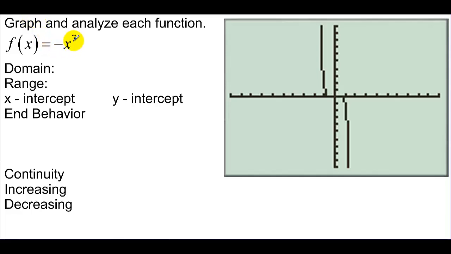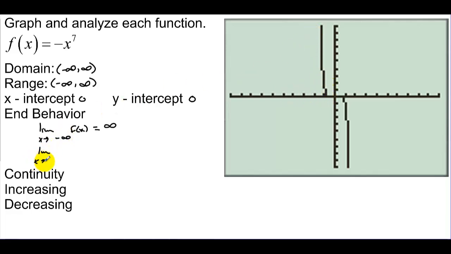How about negative x to the seventh? That looks a lot like negative x to the third. So the domain, no problem with domains, no radicals, no denominators. The range is negative infinity to infinity. X and y intercepts both at 0. The end behavior, the limit as x approaches negative infinity of f of x is equal to positive infinity. So as x goes to the left, y is shooting up to positive infinity.